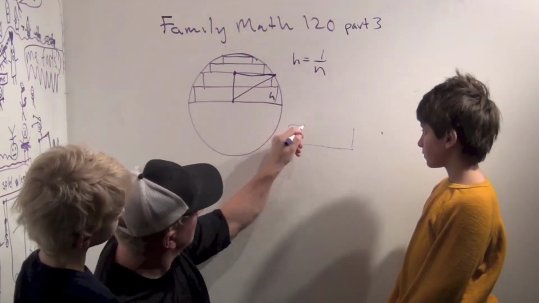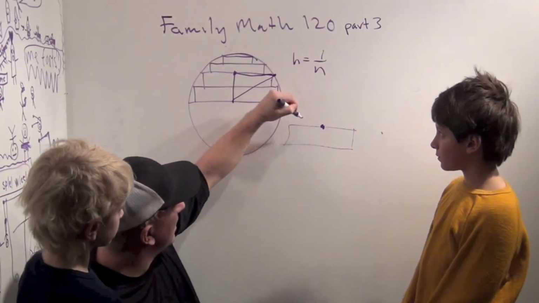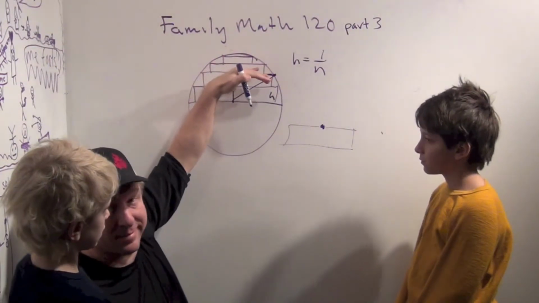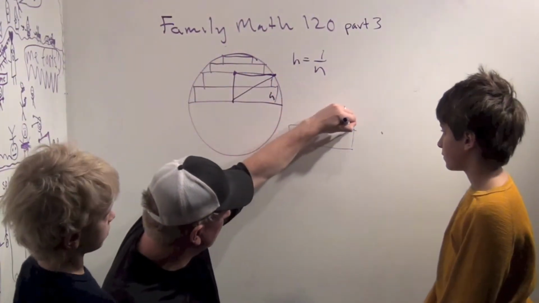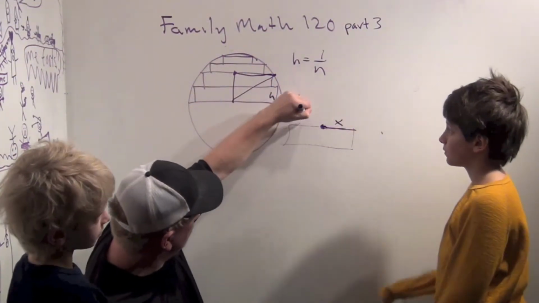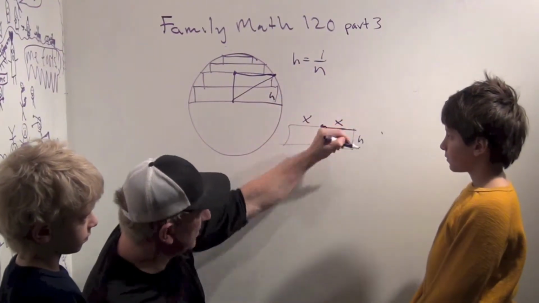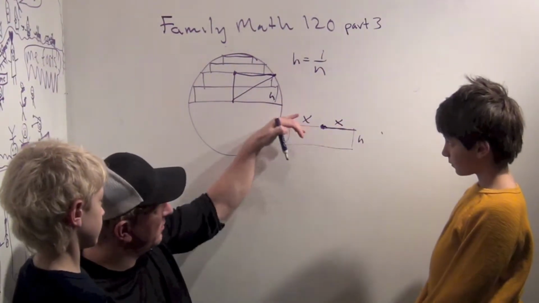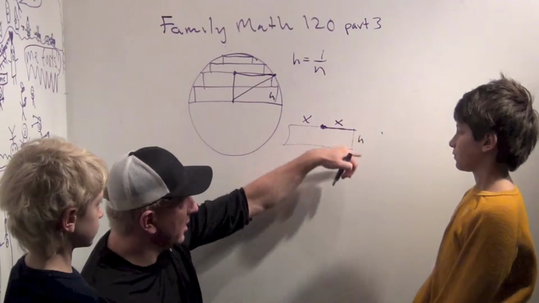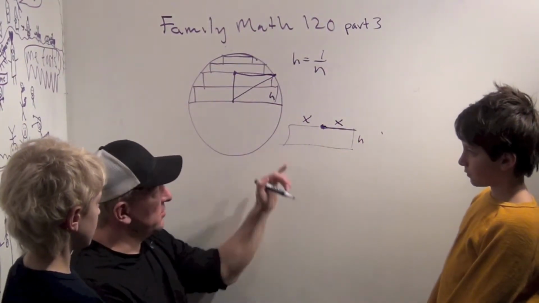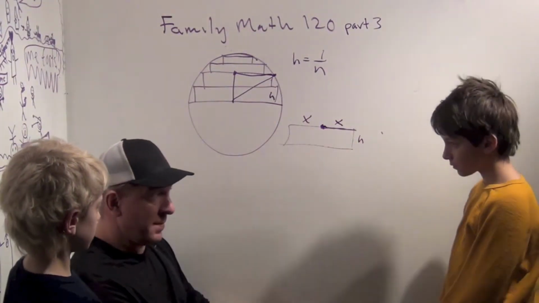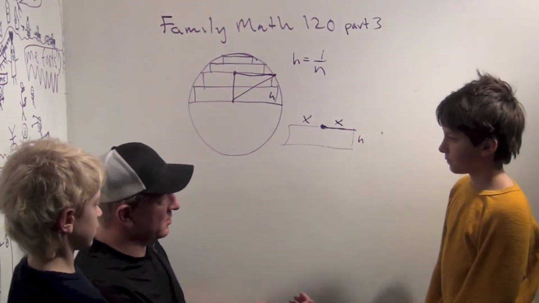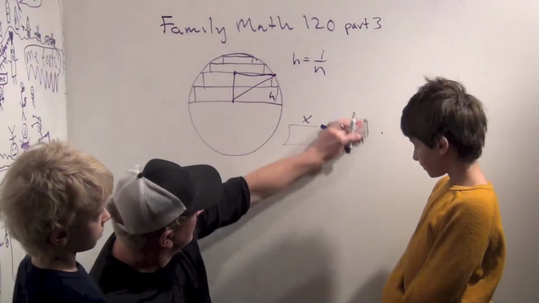I said the radius, but I meant the length here. If this is x, then this is going to be x, and the height's going to be h, so we're going to have a rectangle that's 2x long and h high, so we know the area. Just 2x times h, right? Piece of cake.